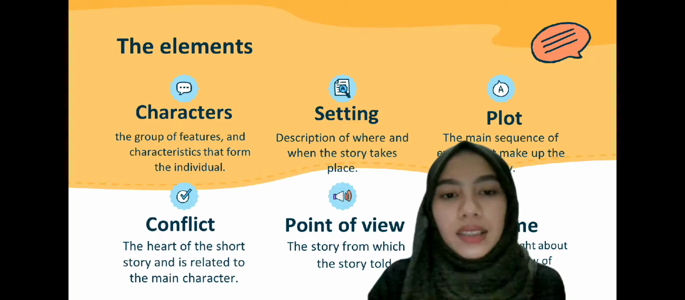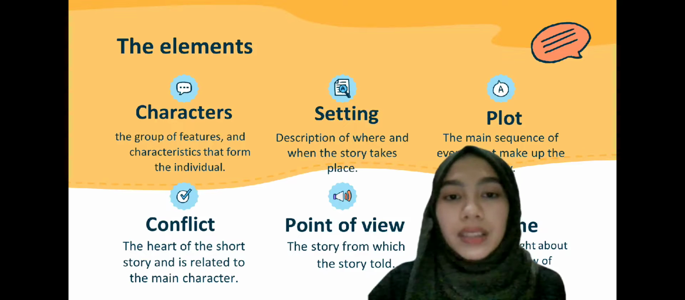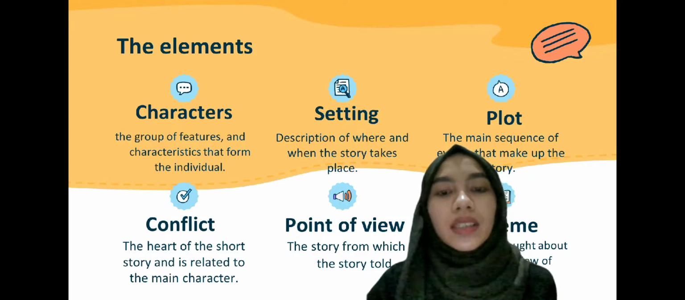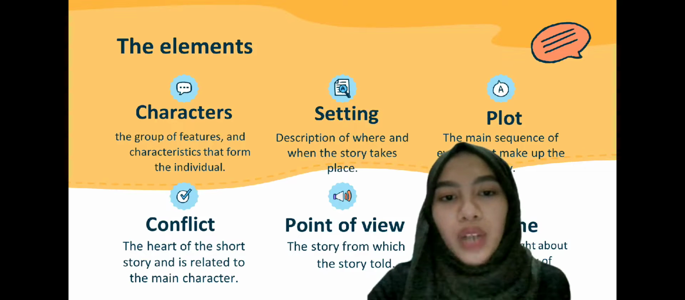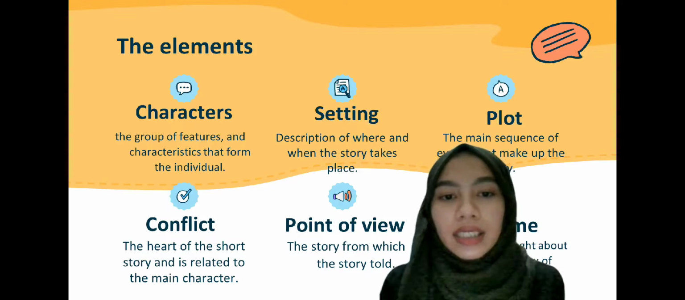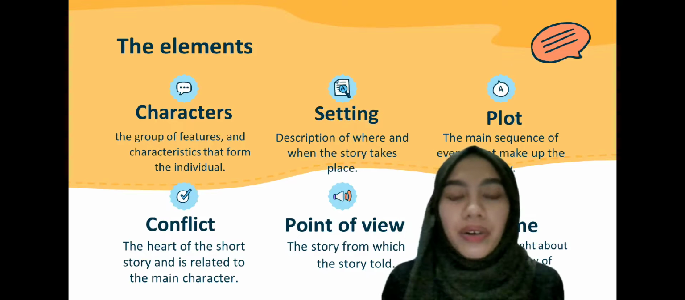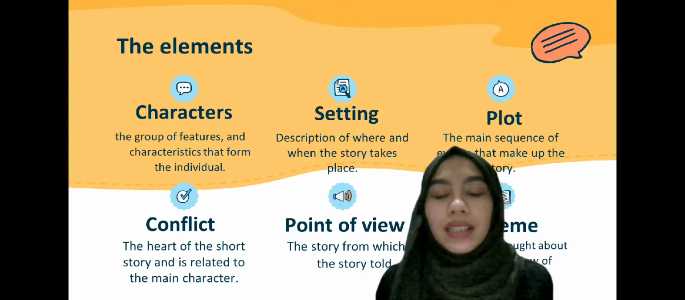And second is minor characters. These are the other characters in a story. They are not as important as the major characters, but still play a large part in the story. Their actions help drive the story forward. They may impact the decision that the protagonist or antagonist make, either helping or interfering with the conflict.